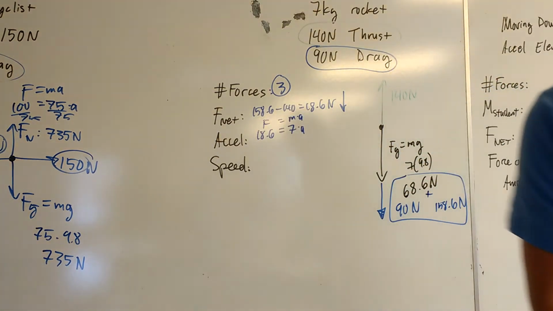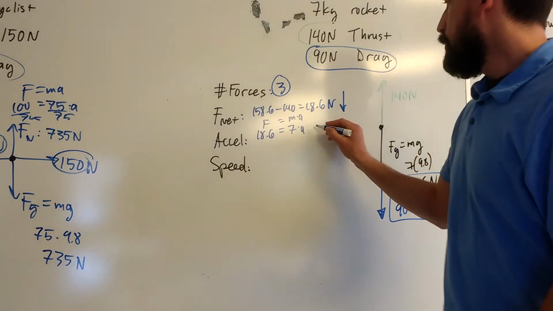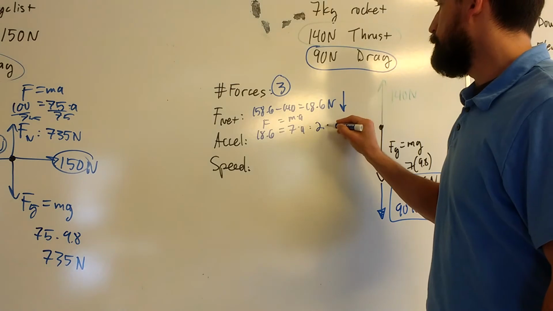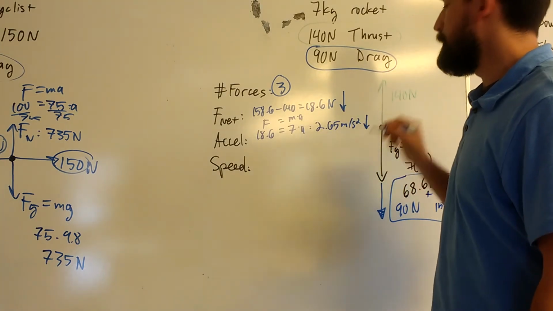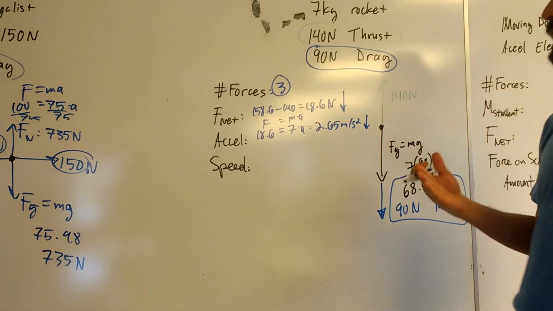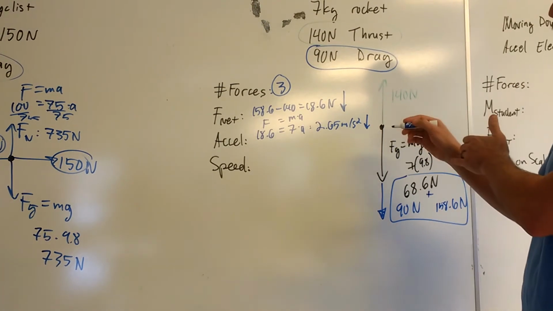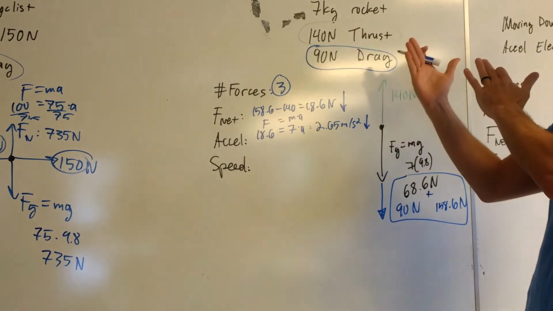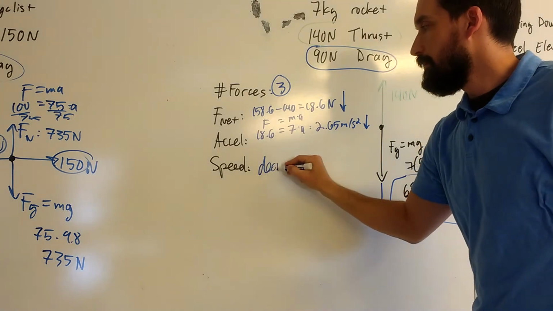And when we solve that, 18.6 divided by the 7 kilogram mass, we're going to get an acceleration of 2.65 meters per second squared. And that will be in the same direction as the applied or net force. Therefore, if the rocket is moving up with an acceleration in the opposite direction, the speed will be decreasing.